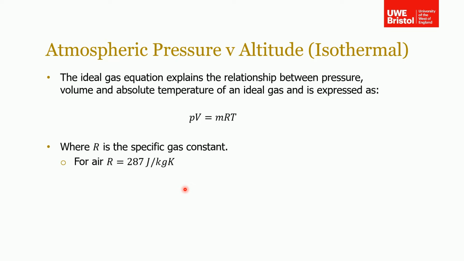Now you'll probably recall that the ideal gas equation explains the relationship between pressure, volume and temperature. For an ideal gas, that's defined as PV equals mRT. And notice I've used the form mRT, so m is the mass and R is the specific gas constant, and for air that's 287 joules per kilogram Kelvin, and not the universal gas constant. Okay, so if you're working in different atmospheres, then obviously you need to put in the R for the gas that your atmosphere is constituted from.